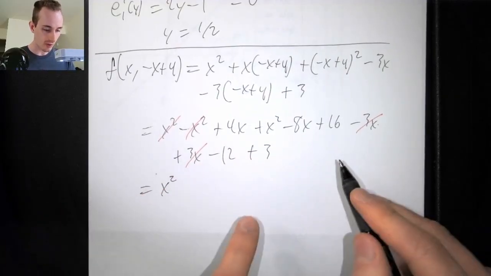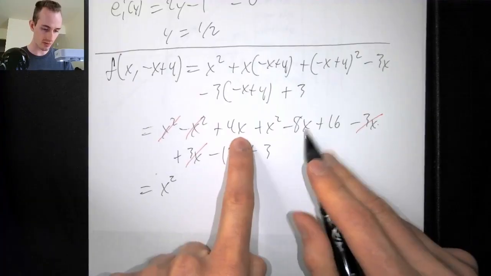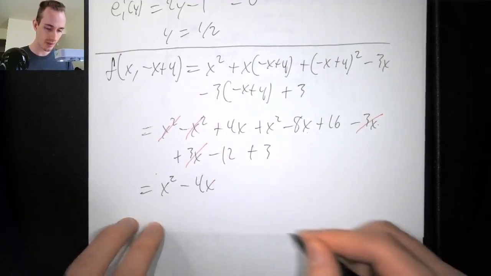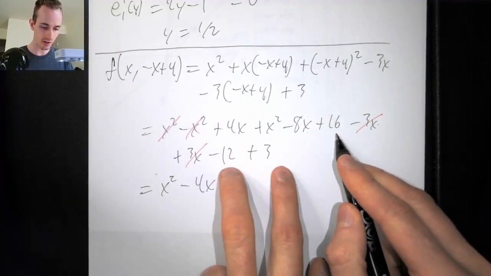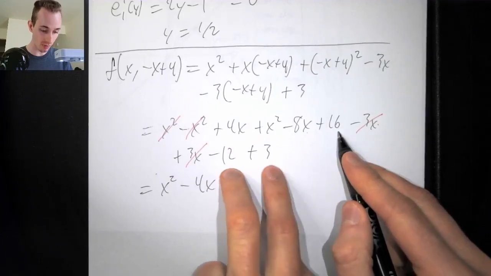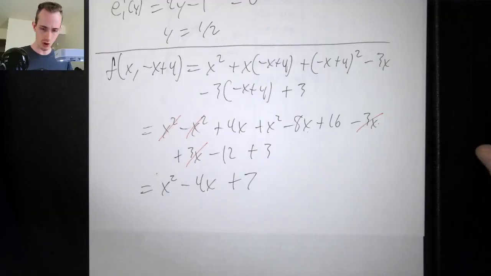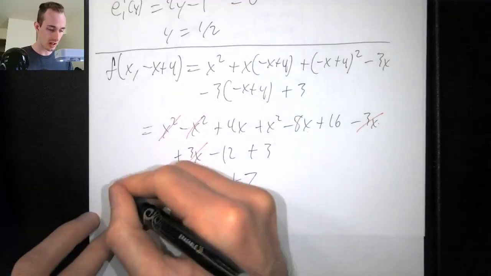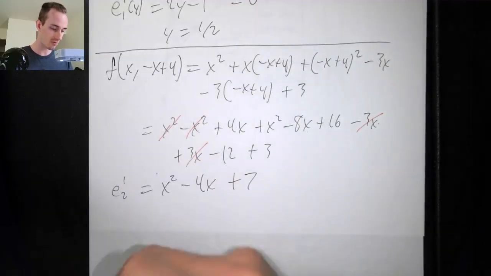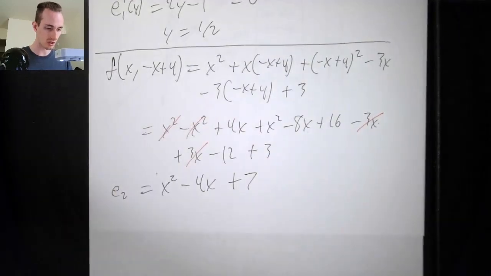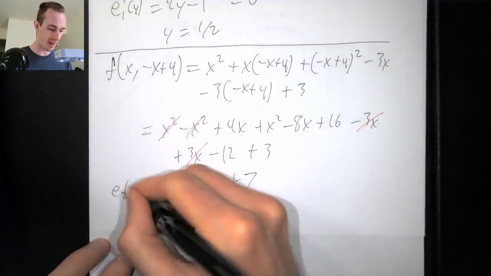And then I have 2 linear terms. 4x minus 8x makes negative 4x. And then we have 3 constant terms. 16 minus 12 is 4, plus 3 is 7. So once again, we'll rename this. This is our second edge, so I'll call it e2 of, we haven't taken the derivative yet, so just e2 of x.